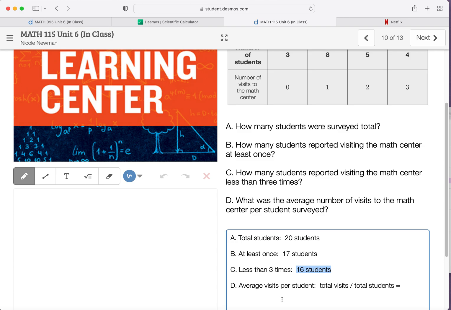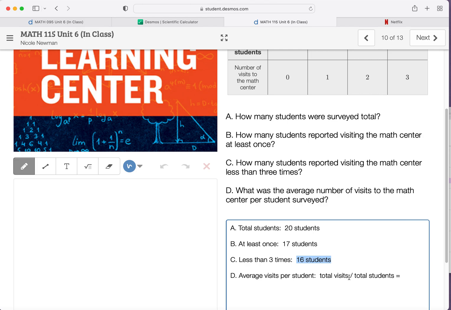And then letter D is a little bit stickier. Average number of visits per student. To do this one, we want to find the total visits that were made and divide by the total number of students that were surveyed. We already know the total students surveyed was 20. We had that in letter A, but the total visits made is a little bit stickier. So maybe I just give myself some more space here.